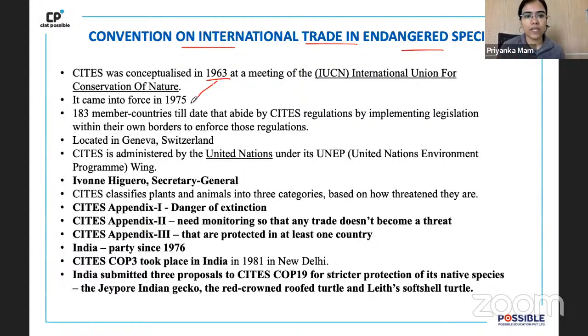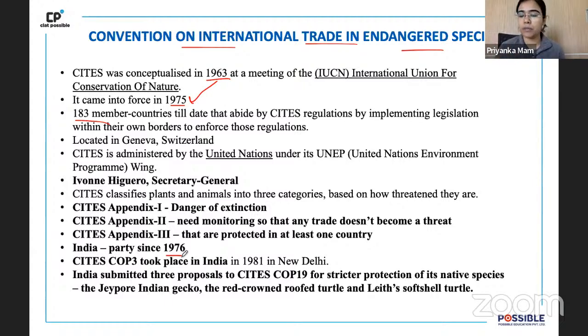It came into force then in 1975, and it has 183 member countries as of today. If we talk about India, India became a member in 1976. So you can possibly relate this to the 42nd Amendment Act of 1976, wherein we came up with Article 48A that says protection of wildlife and the forest, right?